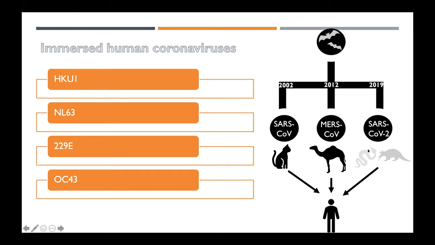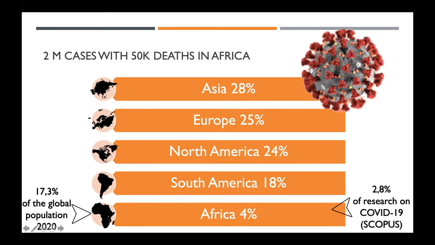There is an intermediate host: the civet cat in the case of SARS, and the dromedary camel in the case of MERS. It is unknown today which is the intermediate host that transfers this coronavirus to humans, but the pangolin, or snake, may be the intermediate host. So today, I talk about coronavirus disease.